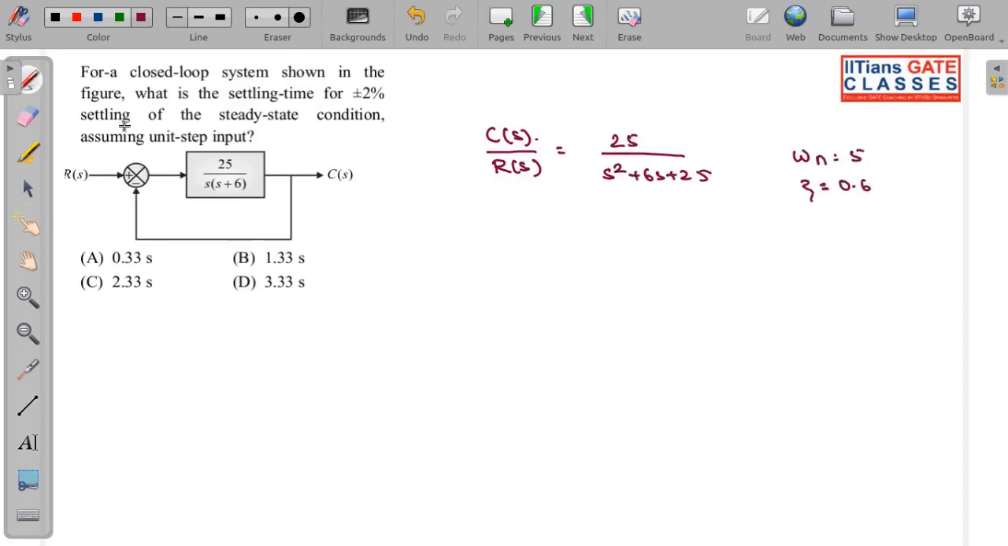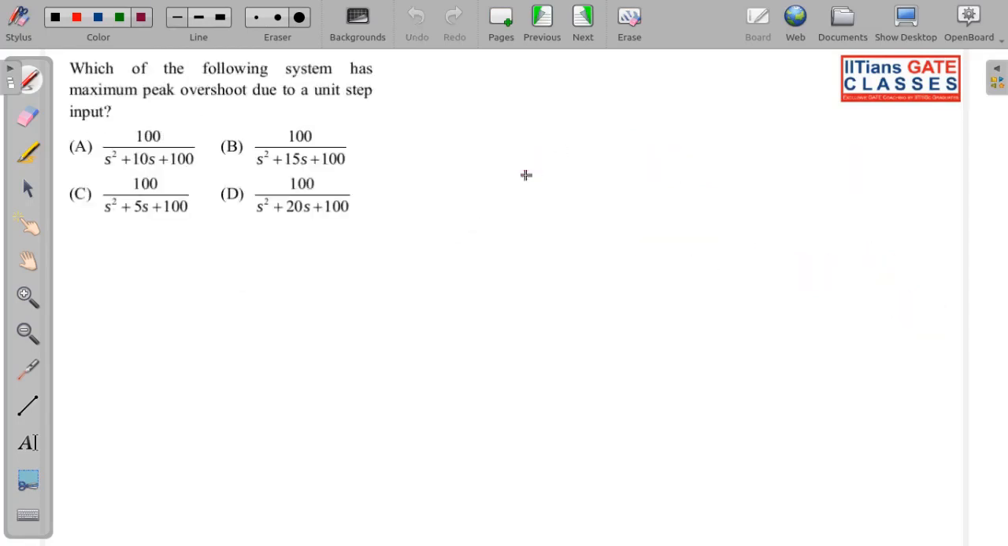So here it is asked 2% settling time. So 2% settling time is what? 4 tau, where tau is equal to 1 by zeta omega n. So this will be 5 into 0.6. So this will be 4 by 3, or this is 1.33 second. So option B is your correct answer.